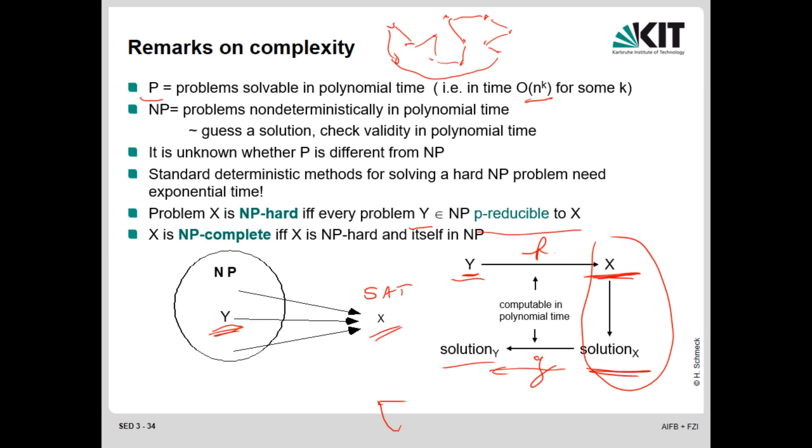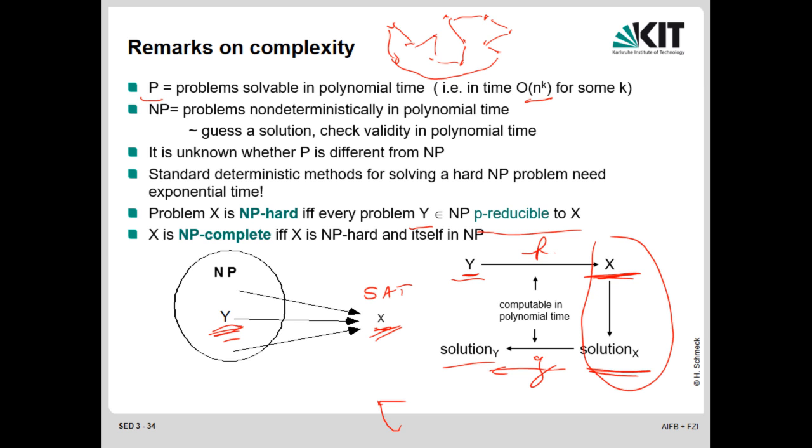And now you have to check the satisfiability of that logic expression, whether it is true or not for some assignment of the variables. And if the assignment of those variables makes that expression true, then you have a solution for your original problem y. So the satisfiability problem was the first one which was shown to be NP-hard. And the satisfiability problem itself is also in NP.